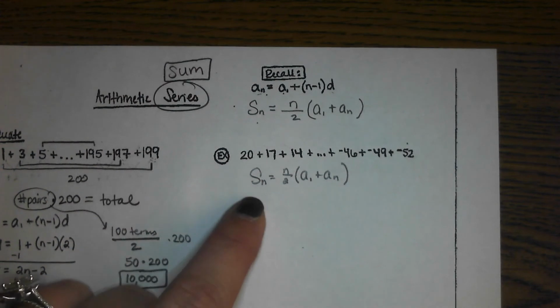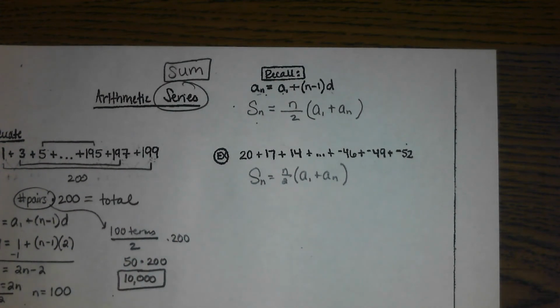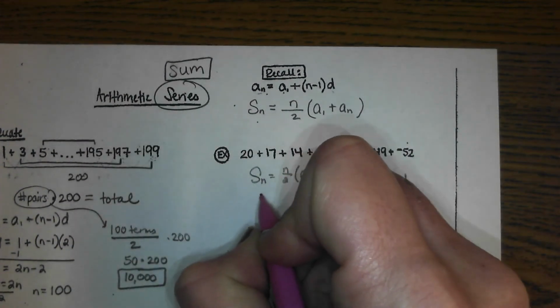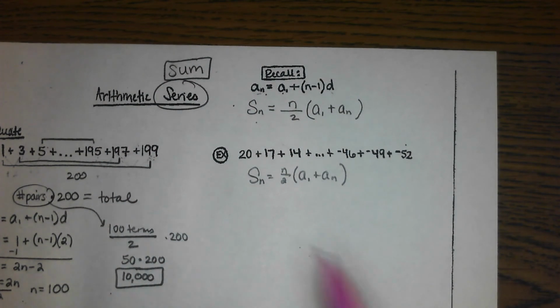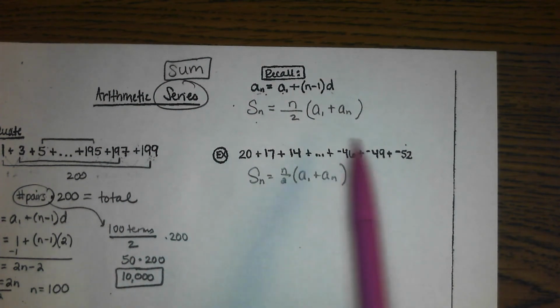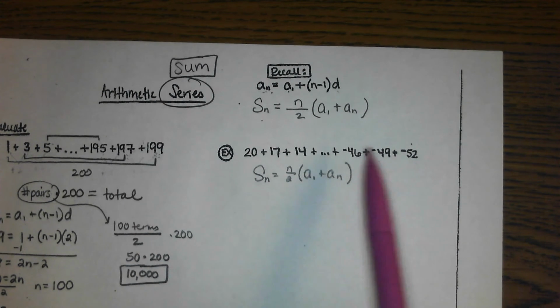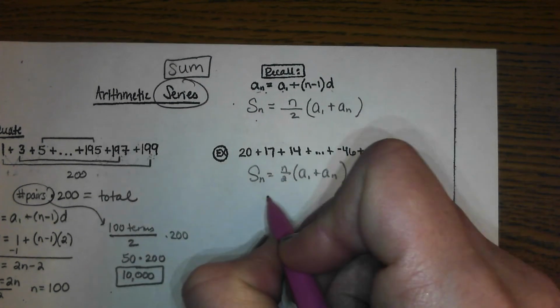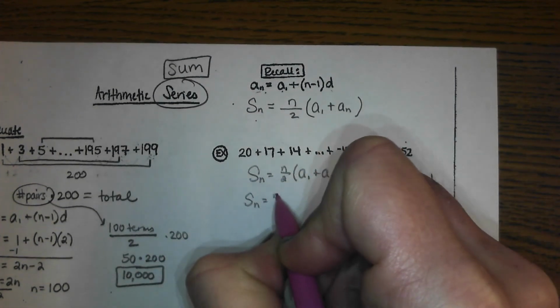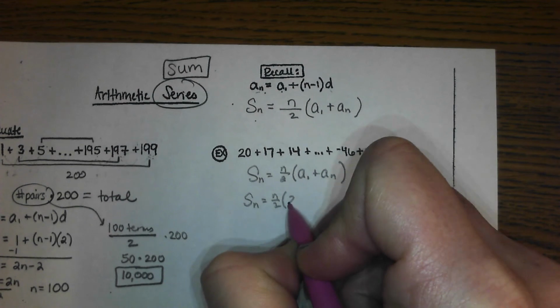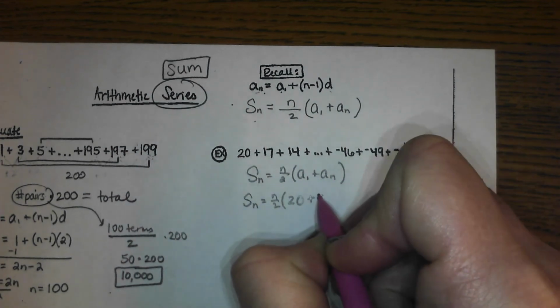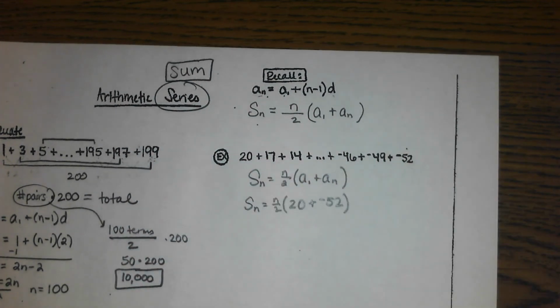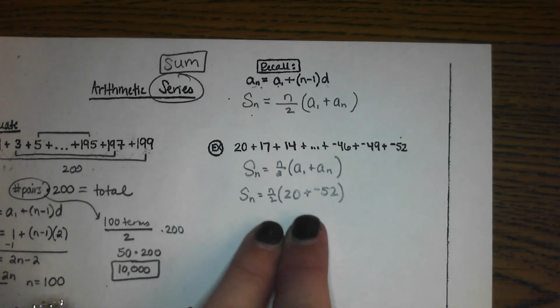And I don't know the series total. That's what I'm looking for. I'm trying to add up all those terms. I also don't know n. Do you guys know how many terms are in this sequence? I mean, I see 6 of them, but this dot, dot, dot means there could be 10 more or there could be 50 more. I have no idea. So I don't know n. The only thing I do know right now is the first term is 20 and the last term is negative 52. Now, I need to find out what n is in order to find out what the series total is.